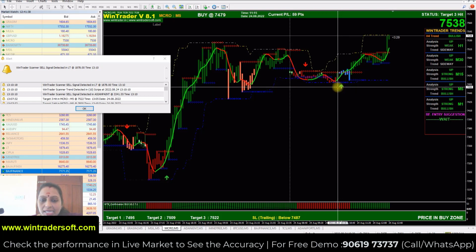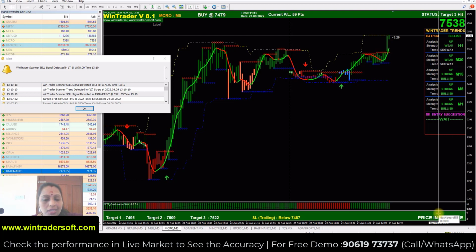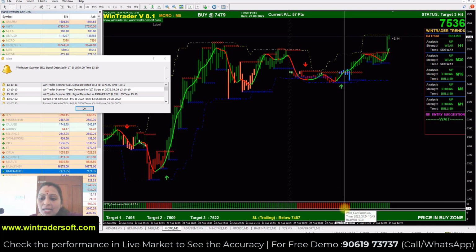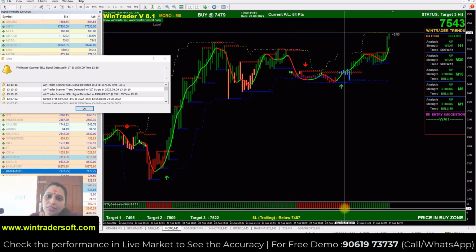If it is a buy signal, the first and main confirmation it will show here: price in buy zone. That is the first confirmation. The second confirmation is below the arrow, where you can see there is a bar. That is our confirmation bar. The bar should be in the same color as the signal. If it is a buy signal, it should be green. In some rare cases, if it is not confirmed at that level, you can wait. If it gives confirmation after 3 or 4 candles, there is no problem. You can directly enter with a market trade.